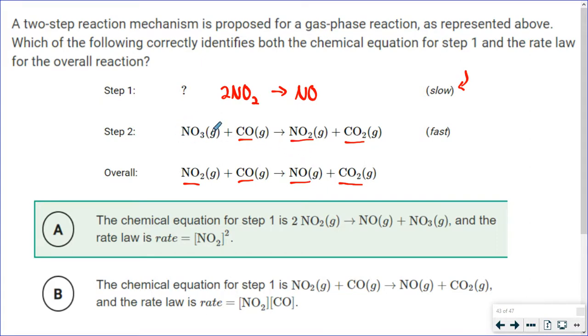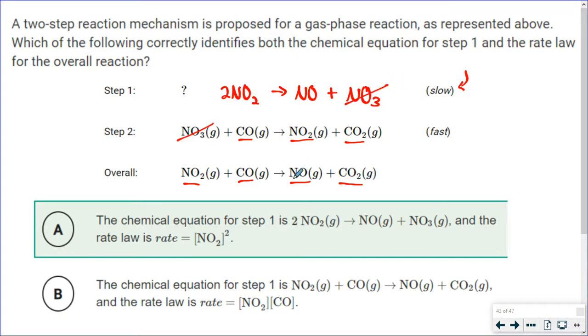And then you'll notice there's an NO3 left over here. Where does that go? Well, it needs to be produced and consumed. This would be an intermediate. So I need to have an NO3 up here as well. And let's just check to see if this step 1 is balanced now. 2 nitrogens, 1, 2. 4 oxygens, there's 1 and there's 3 more. So it's balanced.